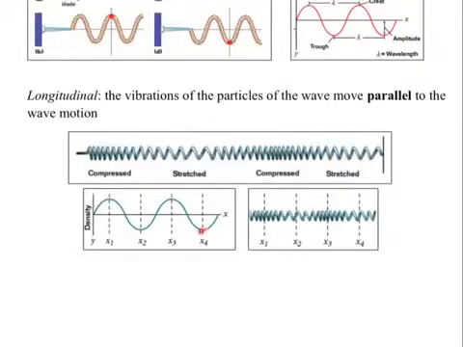It's stretched, so it's at a low value of its density. So this is just an example with a spring. But again, longitudinal means it moves parallel to the wave motion.